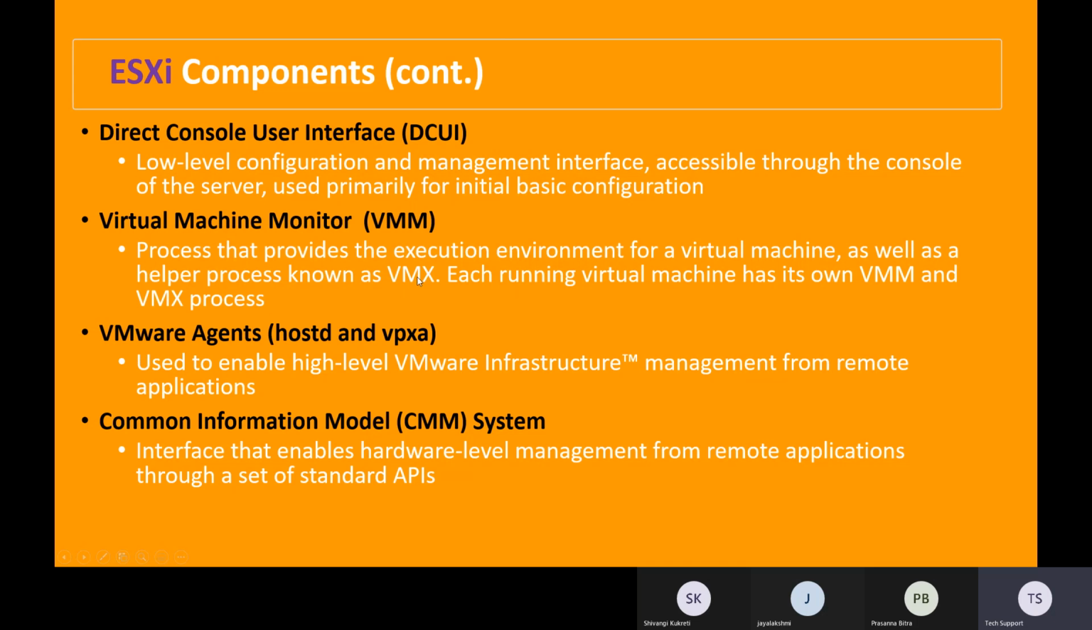And virtual machine monitor, they gave some description: it provides the execution environment for the virtual machine as well as a helper process known as VMX. The virtual machine monitor process name is VMX. And each running virtual machine has its own VMM and VMX process. So all the virtual machine process information is maintained by the ESXi host. And VMware agents are used to enable high-level VMware infrastructure management from remote applications. Okay, and the CIM also, as we discussed, is mainly for hardware level management, and this hardware level management is from remote applications through a set of standard APIs. Here API means application programming interfaces.